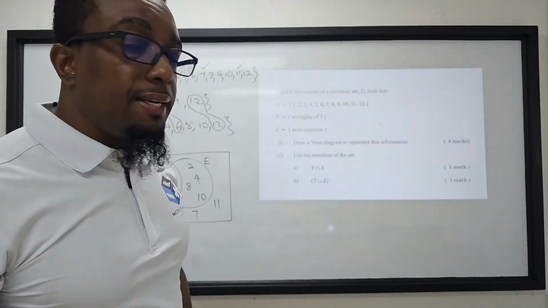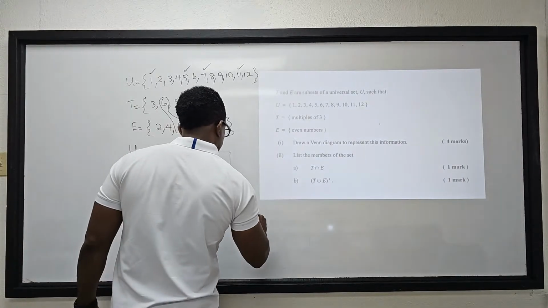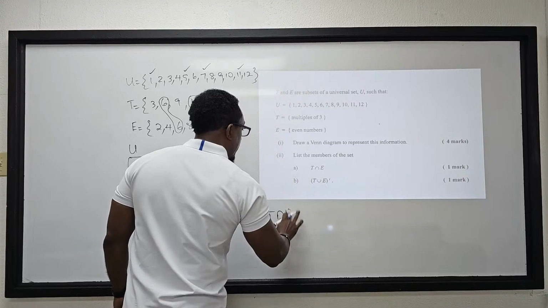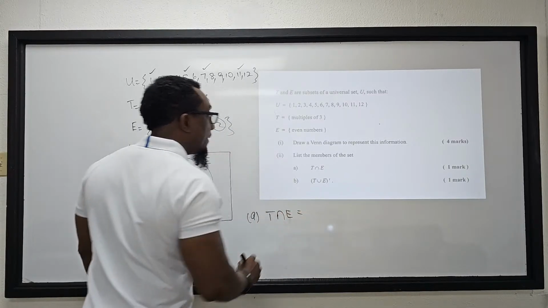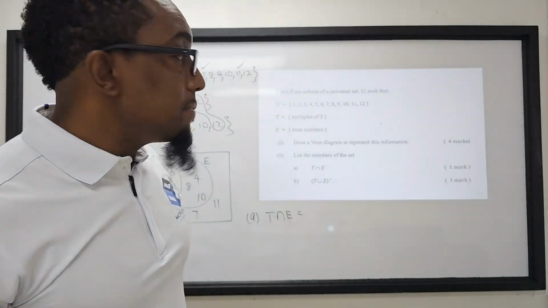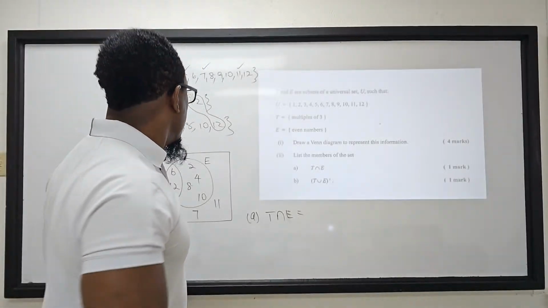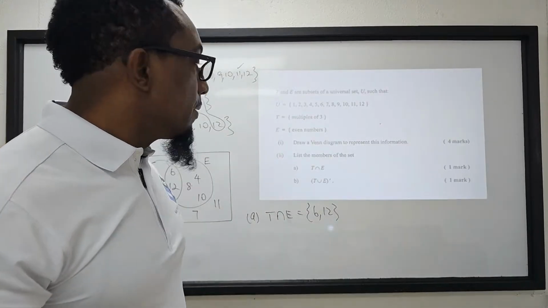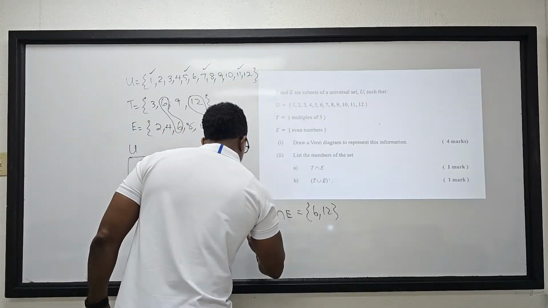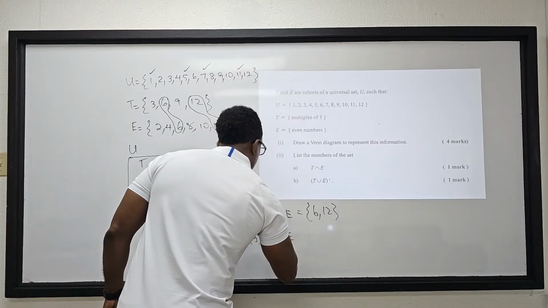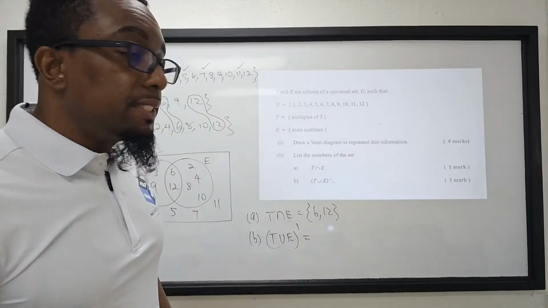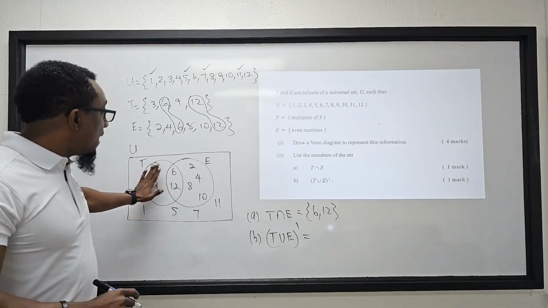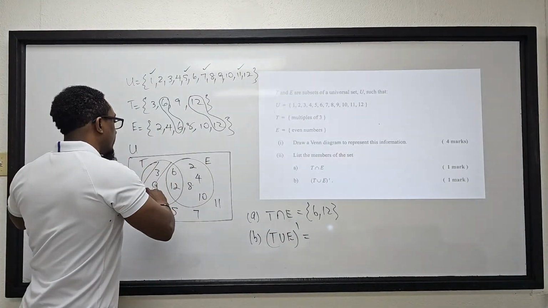And then they ask us in part A, list the elements of T, and remember this symbol means intersection. So they want us to list the members of the set T intersect E, which will be elements 6 and 12. We have part B. List the elements of the complement of T union E. So T union E will be this entire region here. This is T union E.